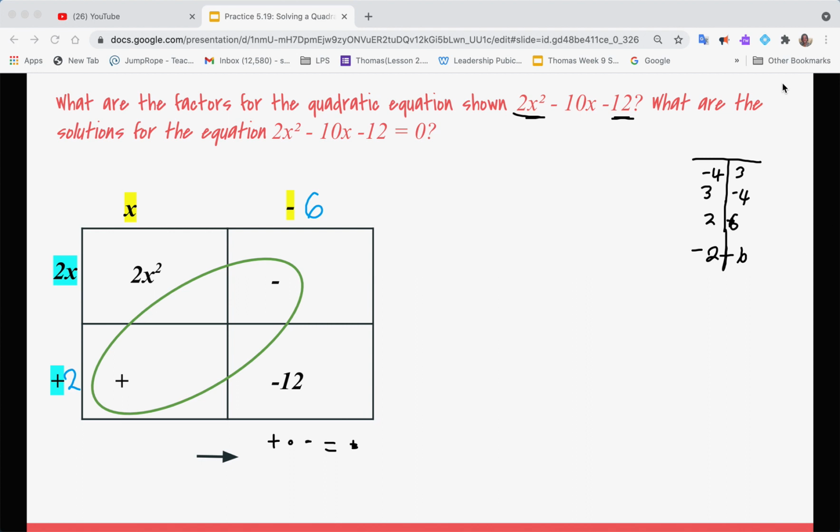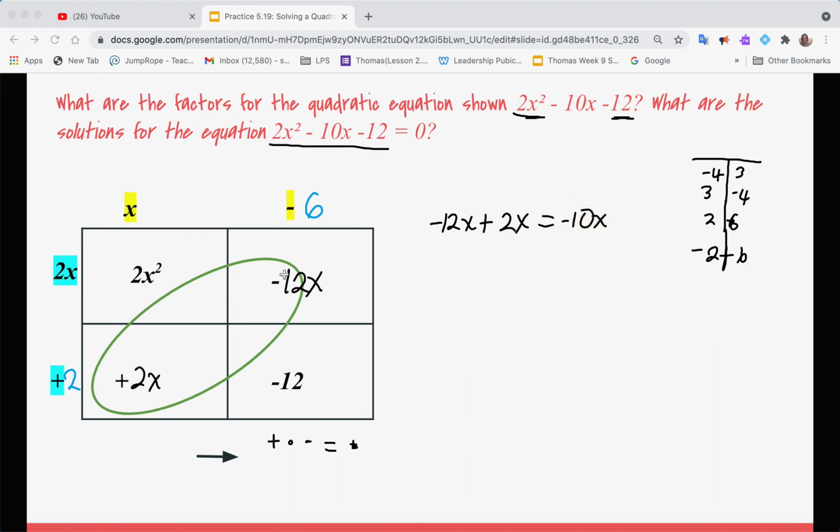All right, so here's what we would do. 2 times negative 6 will give us a negative 12x. And then 2 times x will give us a positive 2x. And when we think about it, a negative 12x and a positive 2x gives us a negative 10x, which is what we want. So we have found our factors.